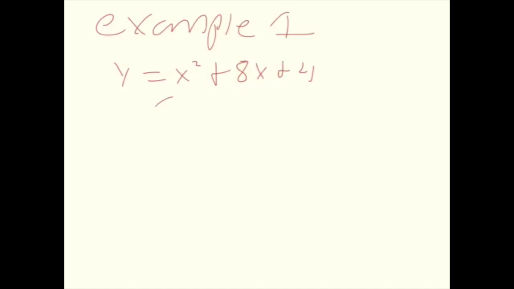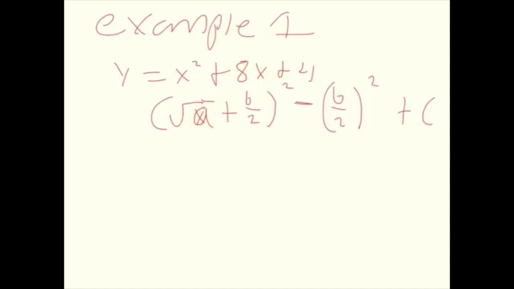So you take the square root of a, x plus the square root of a, plus b over 2, all of this squared, minus b over 2 squared, and then at the end you add c. So we will fill this in.